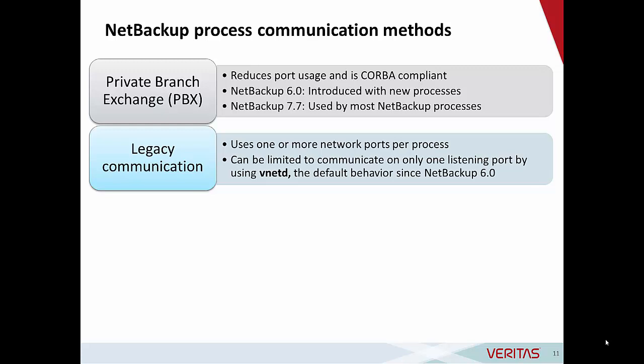Most, but not all. There are still some older processes which use legacy communication. Legacy communication is sockets. It means that there's a port used for sending and receiving between two processes. Now, when this communication is going to take place between hosts, we use VNetD on port 13724 for the communication between hosts. And that's to be firewall friendly. It means that for the vast majority of NetBackup communication between hosts, there's two ports that we'd want open in the firewall, PBX 1556 and VNetD 13724 for bidirectional TCP.